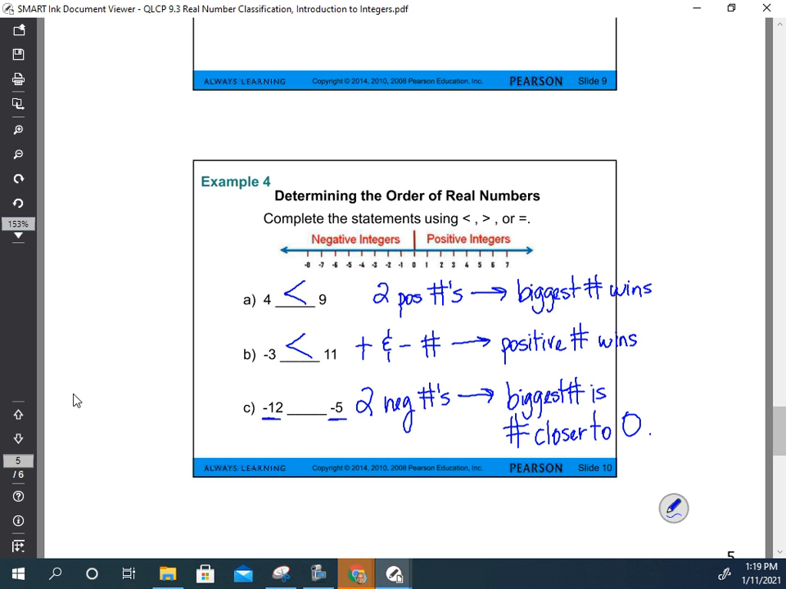So -5 is right there on the number line. -12 would be somewhere out there. -5 is closer to 0, so that means -5 is the bigger number.